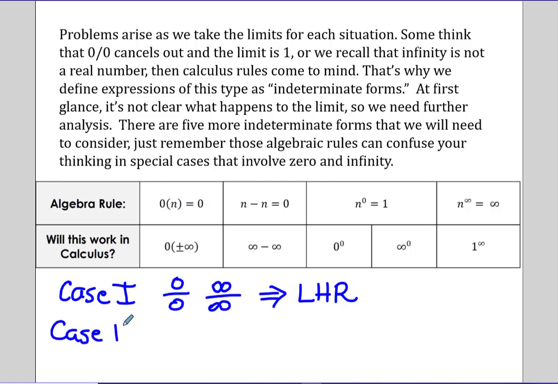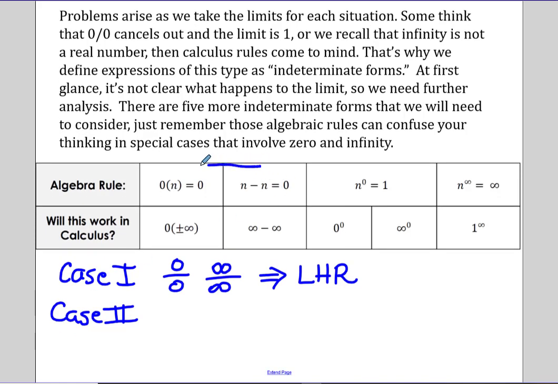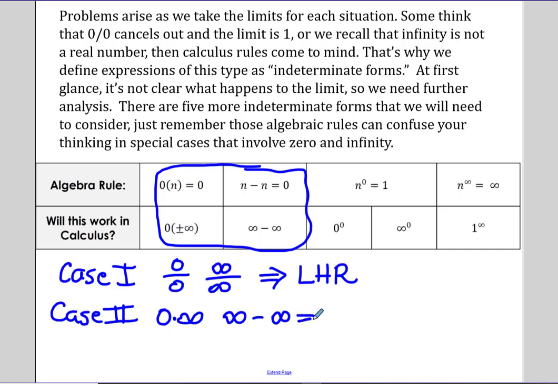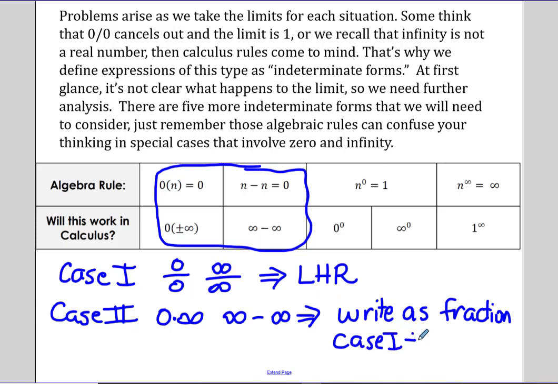This lesson will be divided up into all 3 cases. Case 2 would be these 2 cases: when you have 0 times infinity, or you have infinity minus infinity. Those are a little more difficult, and our objective is going to be to rewrite these types as a fraction. If we rewrite them as a fraction and test our limits, then we turn that into a case 1, and right away we can use L'Hopital's rule.